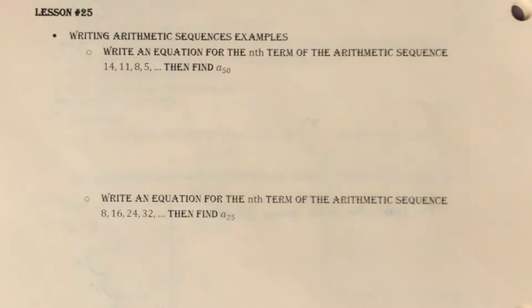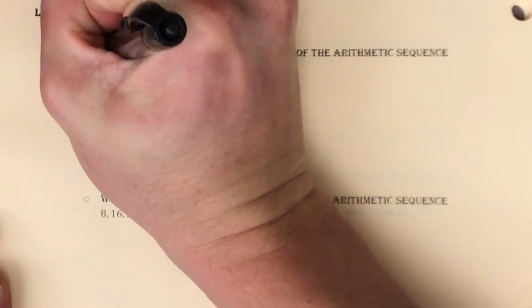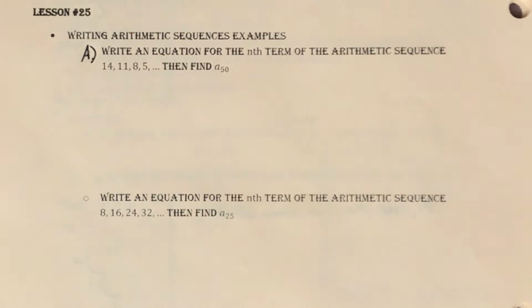And the first example we have here, we're going to call that example A. I apologize, I forgot to change that. So example A, right? We're going to write an equation of the nth term of the arithmetic sequence 14, 11, 8, and 5.